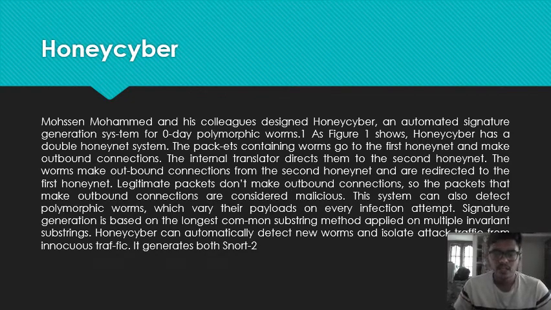The packets containing worms go to the first honeynet and make outbound connections, and the internal translator directs them to the second honeynet. The worms make outbound connections from the second honeynet and are redirected to the first honeynet. Legitimate packets don't make outbound connections, so the packets that make outbound connections are considered malicious.